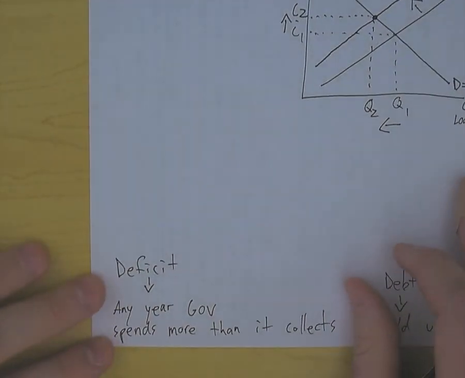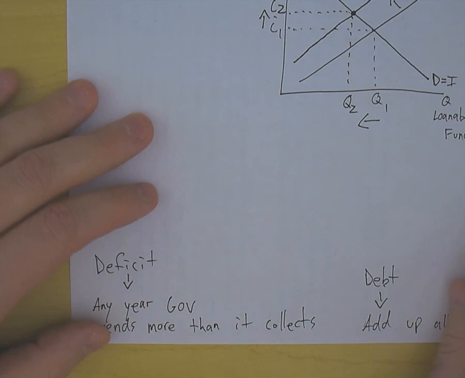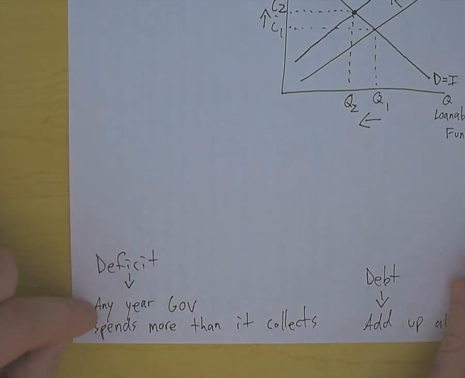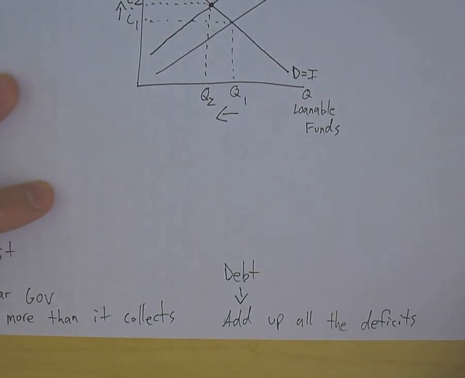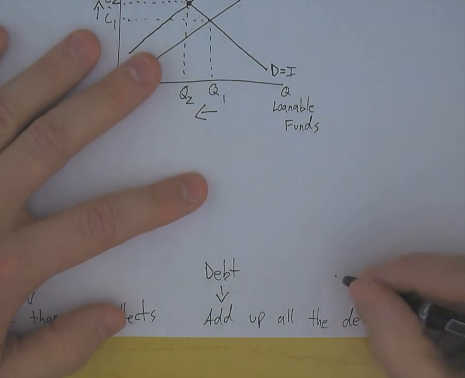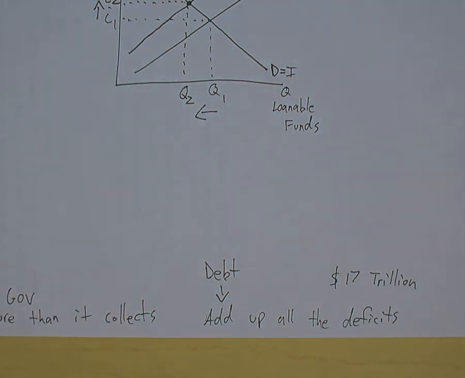And what's a deficit? Well, that is any year the government spends more than it collects. And I want to point out to you as our last thing the difference between a deficit and a debt. The deficit is any one year, any one fiscal year, the government spends more than it collects in taxes. Whereas the debt is you add up all the deficits during the history of the country. Currently, the U.S. government has a debt of over $17 trillion. That's a lot of years of running deficits. Added up together makes a massively large debt.